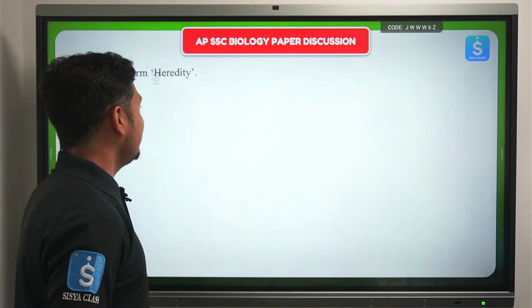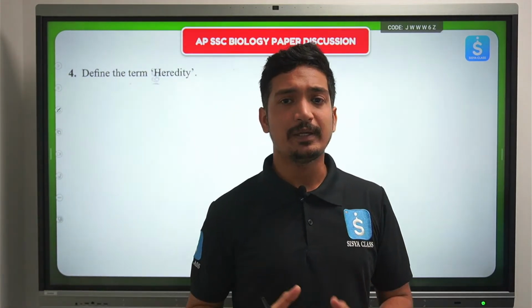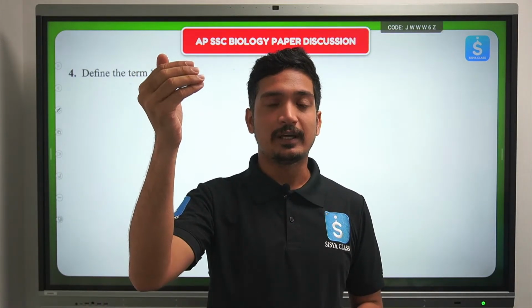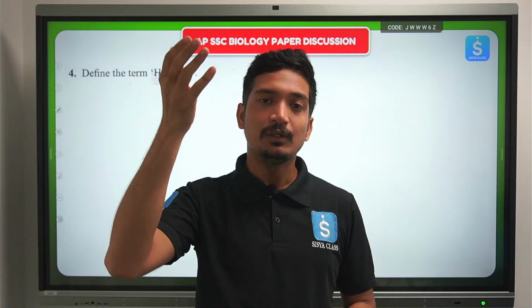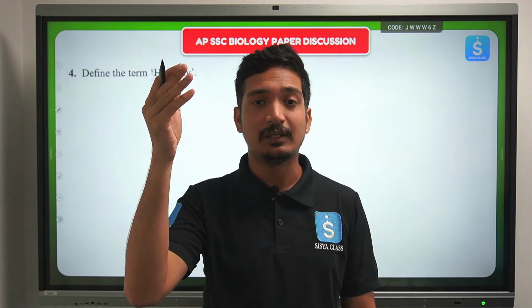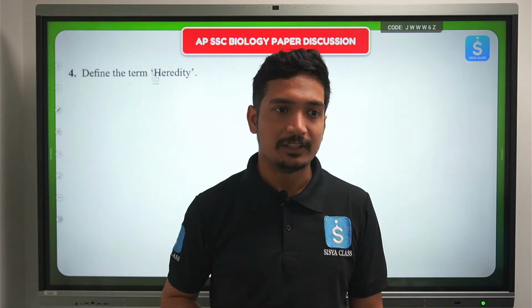Moving ahead to the next part. Now define the term heredity. What do you mean by heredity? It is a process of passing down biological characters from a higher generation level to a lower generation level, or we can say from a parental generation level to filial generation level.